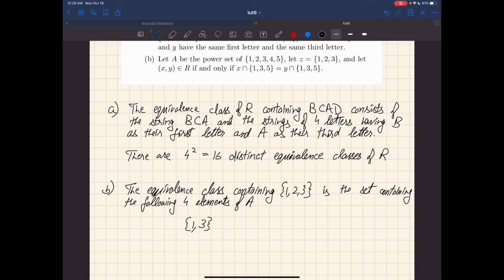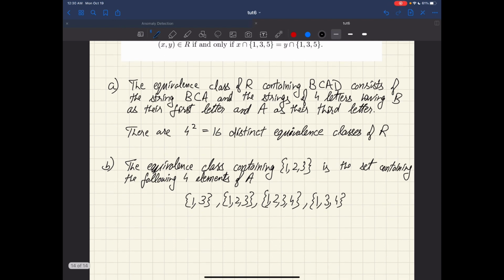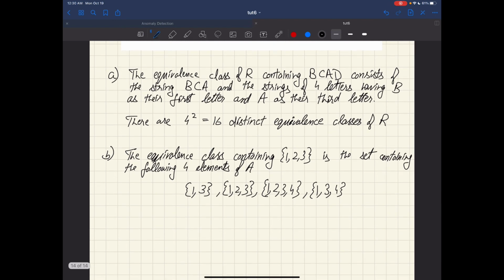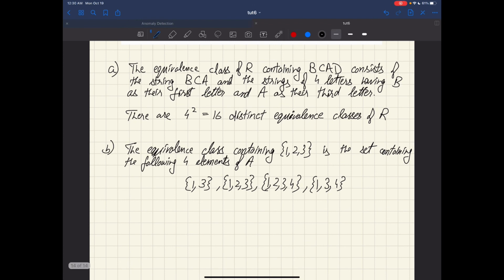It's {1, 3}, {1, 2, 3}. Now {1, 2, 3, 4} and {1, 3, 4}. Now you pick any 2 elements from this and you intersect with {1, 3, 5}, you will get the same result. That's why they are in one equivalence class. So if you say {1, 2, 3, 4} intersection with {1, 3, 5}, that's {1, 3}, and {1, 3} intersection with {1, 3, 5} is {1, 3}. That's why they are equivalent.